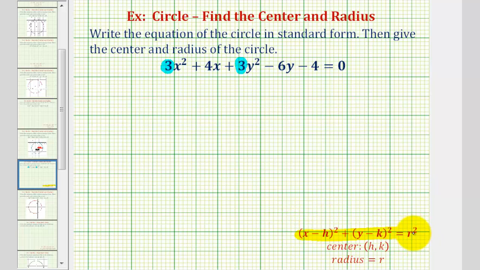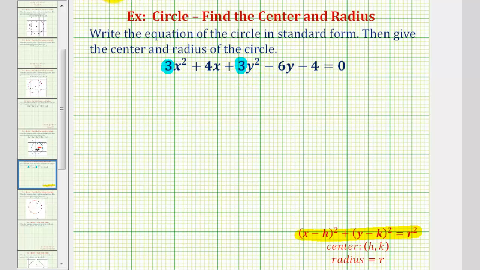Once we have the equation in this form, the center will have coordinates h, k and the radius will be equal to r. Looking at the left side of this equation, notice how we have the quantity x minus h squared, which means we want a perfect square trinomial in terms of x, and we also have the quantity y minus k squared, so we also want a perfect square trinomial in terms of y. So to write this in standard form, we'll have to complete the square for the x part and the y part of this equation. But to complete the square, we want the coefficient of the x squared term and the y squared term to be 1.